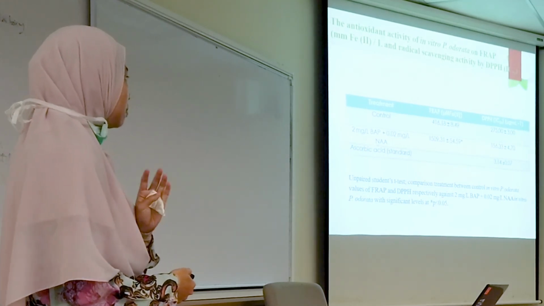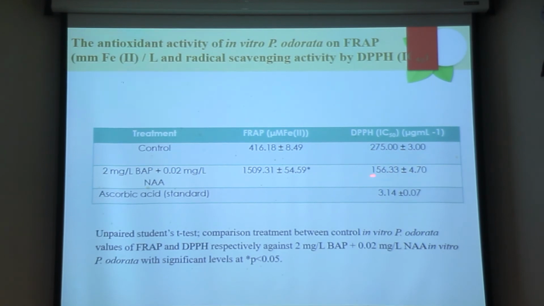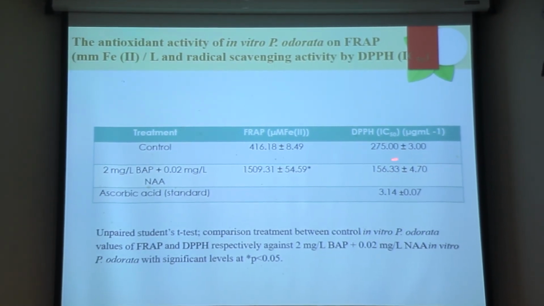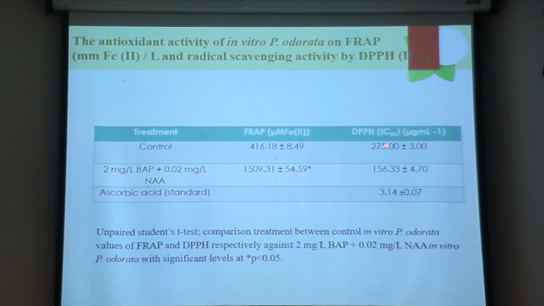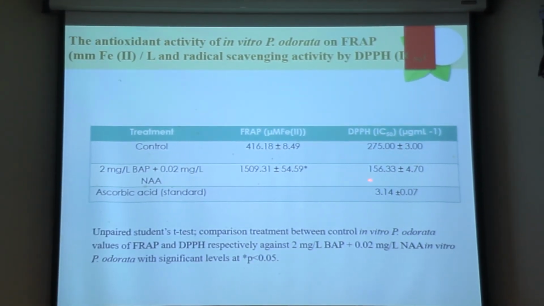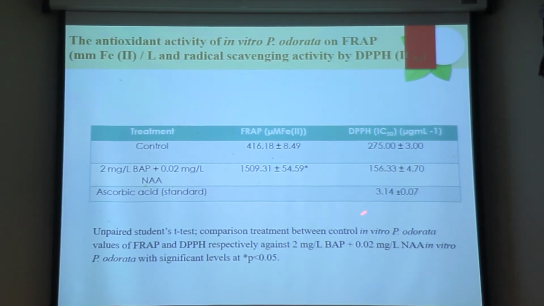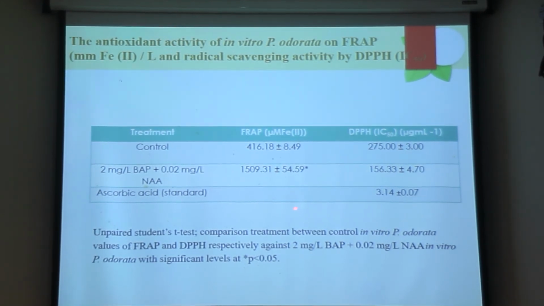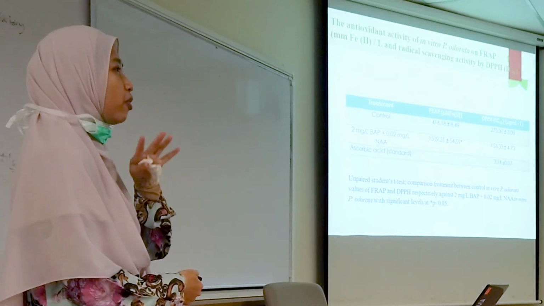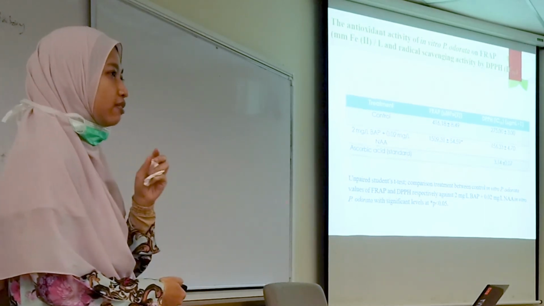As for DPPH, it is lower than the control. So what does this indicate? A lower IC50 value indicates higher antioxidant activity. So a high value in the FRAP assay and a lower IC50 value in DPPH is what we want to achieve.